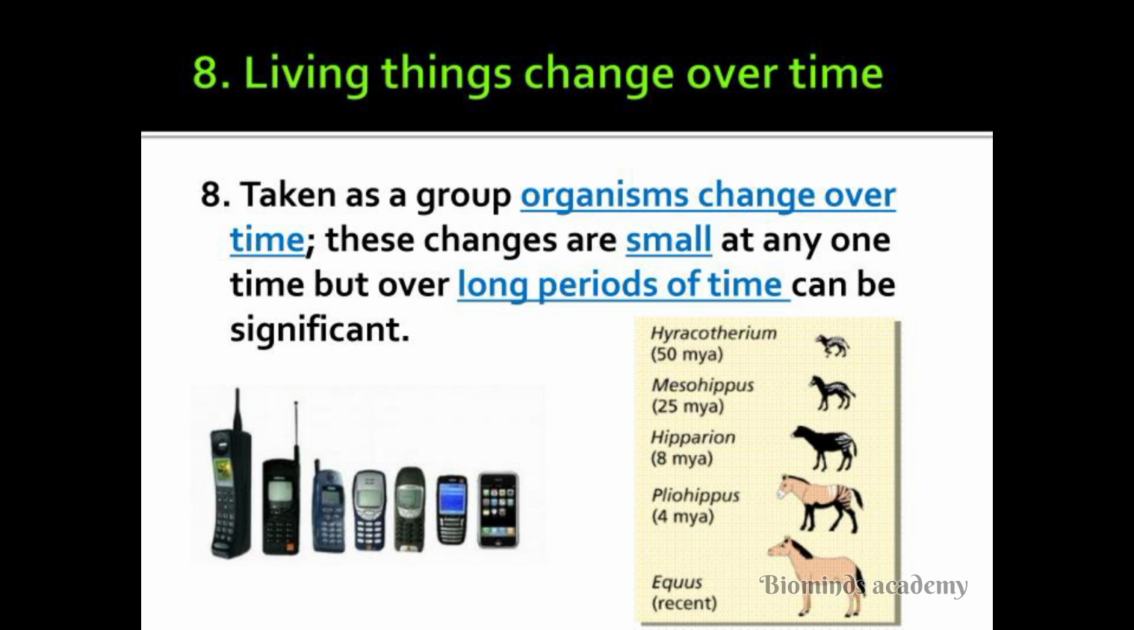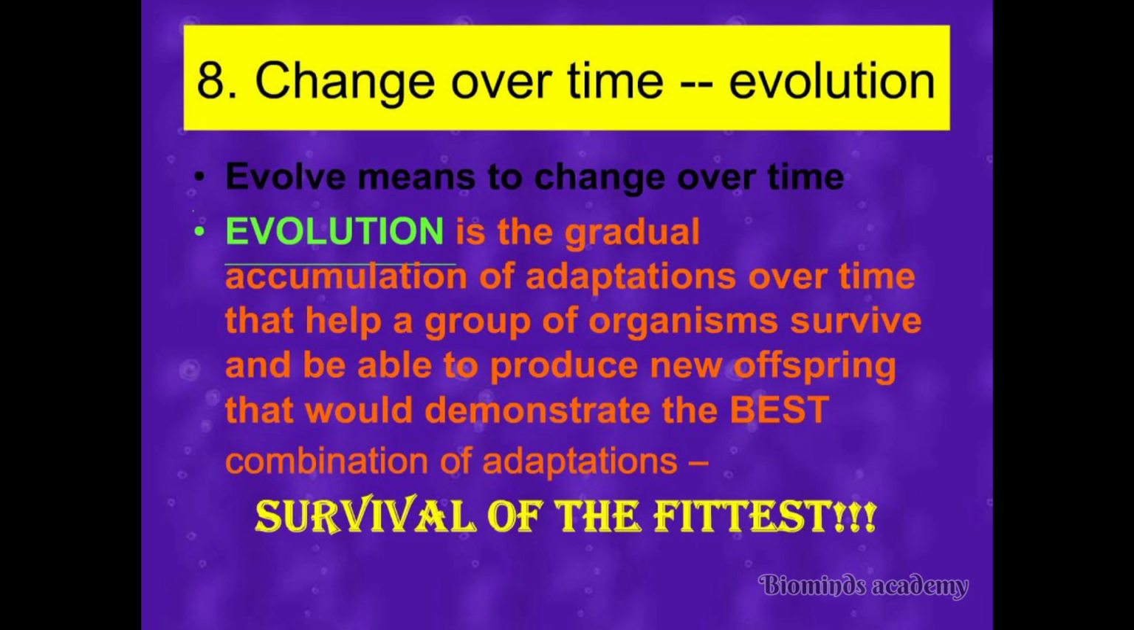So taken as a group, organisms change over time. These changes are small at any one time, but over long periods of time they can be significant. As shown in the diagram, the organism changes over time. This cannot happen spontaneously; it takes a very long time to change in structure, function, everything.